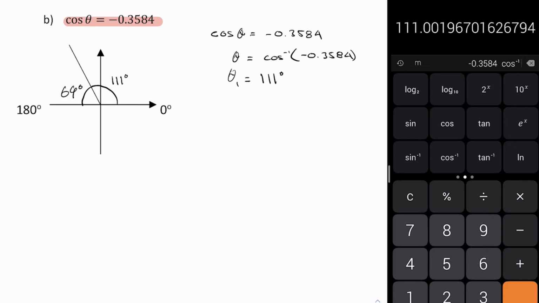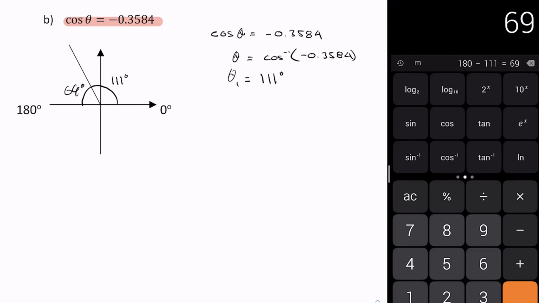Is it 79 degrees? No, it's 180 minus 111. I got it right the first time. Okay, so that's my first reference angle.